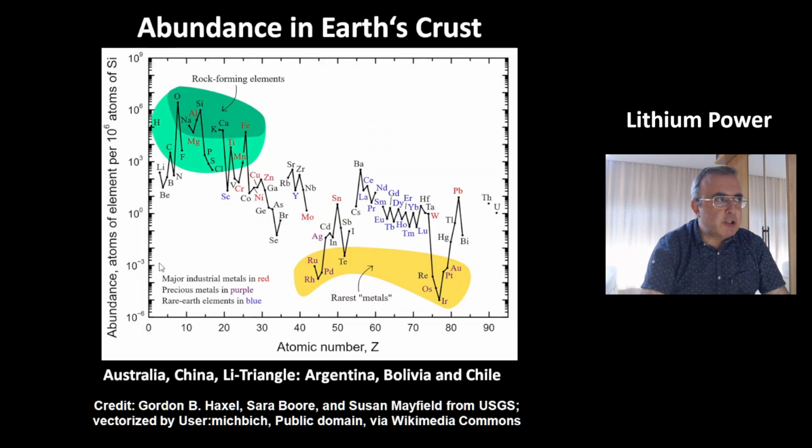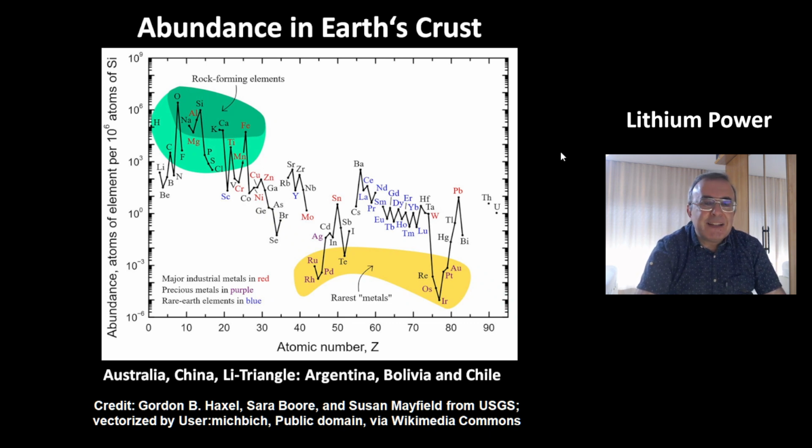This is a picture of the abundance of the chemical elements in Earth's crust. Here is lithium. This y-axis is logarithmic. You can see lithium is not in the top 10 of the chemical elements, but it's not a rare element either. And for example, sodium is about 1,000 times more abundant than lithium. But still, there's enough lithium for all of our needs. That's not a problem.